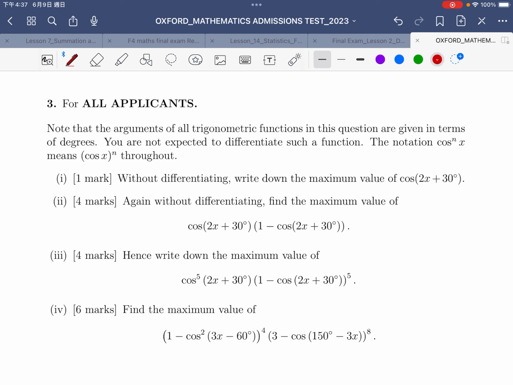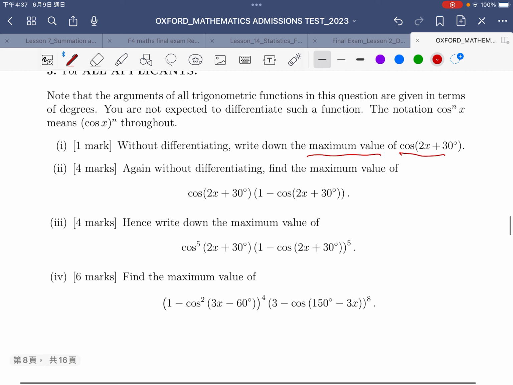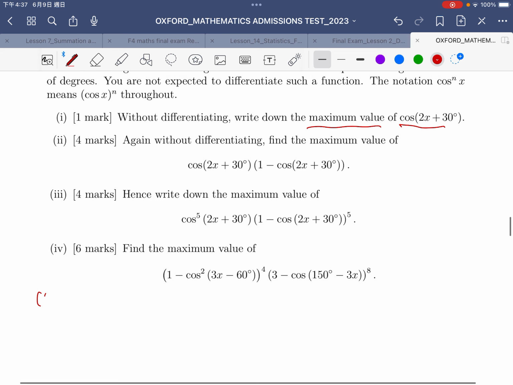Here is the question about the Oxford Mathematics Admission Test 2023. This question is about trigonometry. Given the function cosine of 2x plus 30 degrees, what is the maximum value of this? We use basic knowledge to find the maximum of this function.